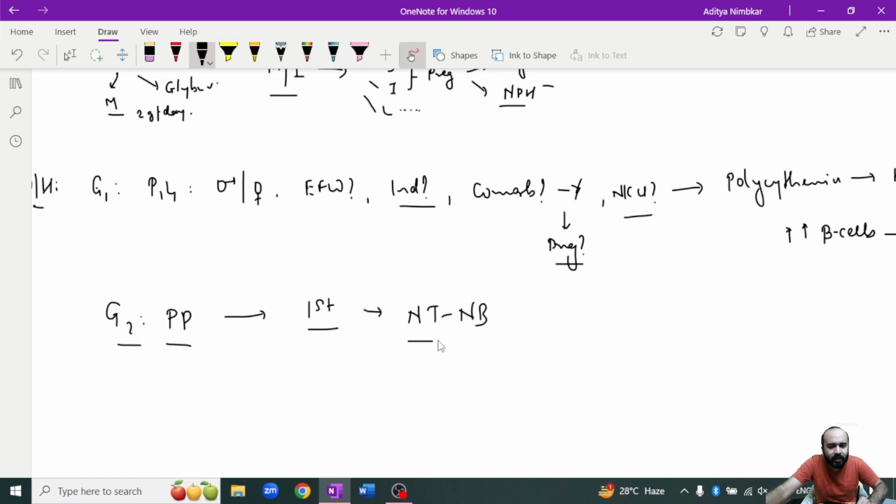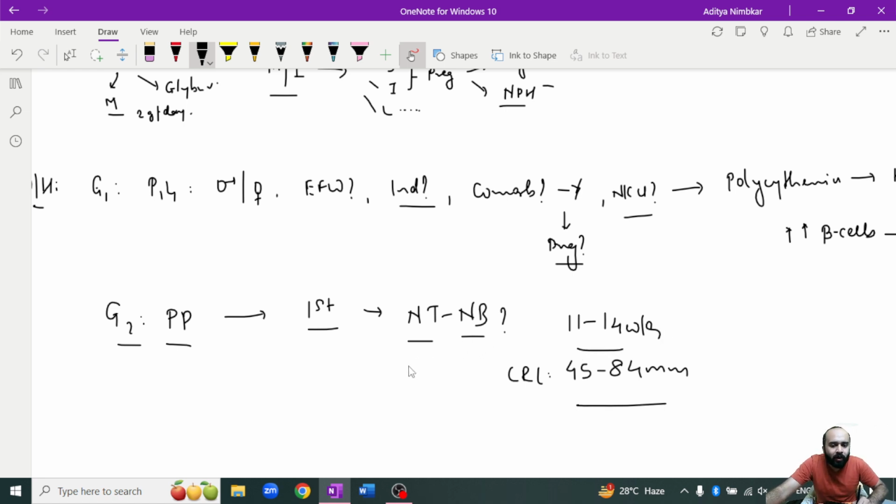NT-NB scan is nuchal translucency and nasal bone. It is done between 11 to 14 weeks of gestation. If you want it to be a little more specific, you can say that it is done when the crown rump length is between 45 to 84 millimeters. So it is done between 11 to 14 weeks of gestation.